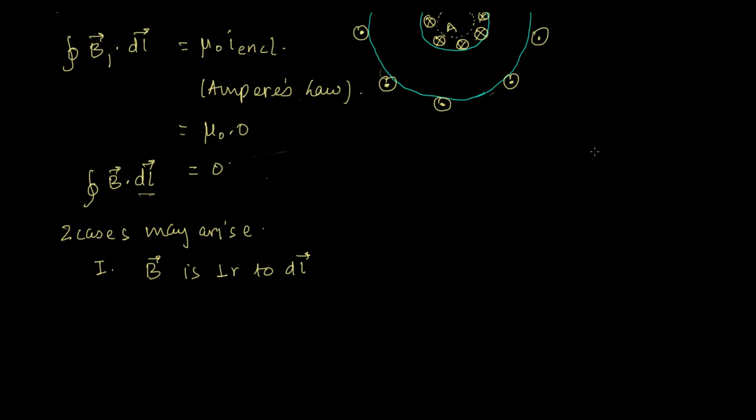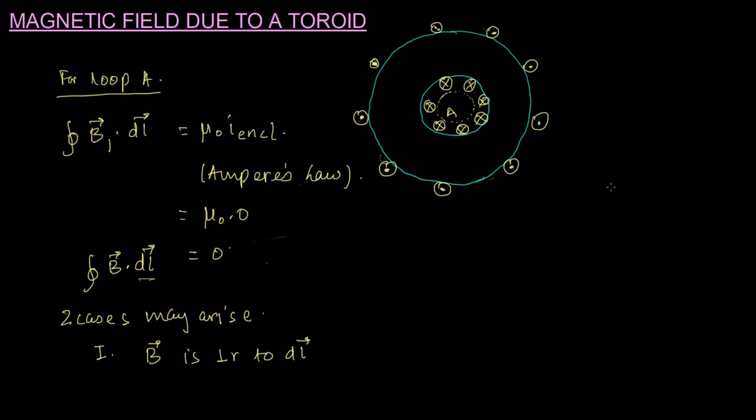Now you see this is a whole toroid, right? So it is kind of a circular thing that is going all along like this, okay? And the inner thing is going like this.